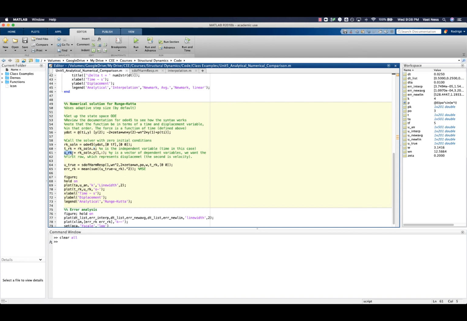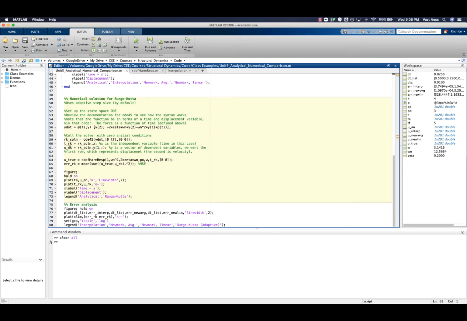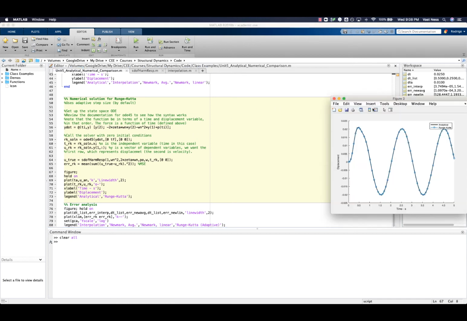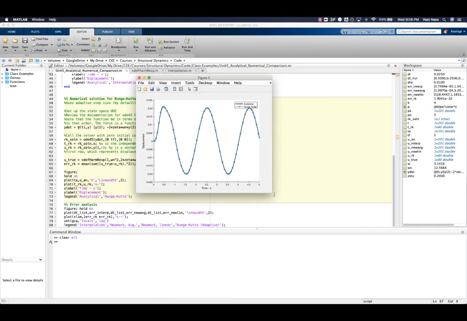And the response u is the first element of the y vector. Remember that our y vector is both u and u dot. We only want the u in this case, so we pick the first element. And after that, we also generate an analytical function, which gives us our true value, and we calculate the mean squared error for the Runge-Kutta method as well. Let's look at what the Runge-Kutta response solution looks like.